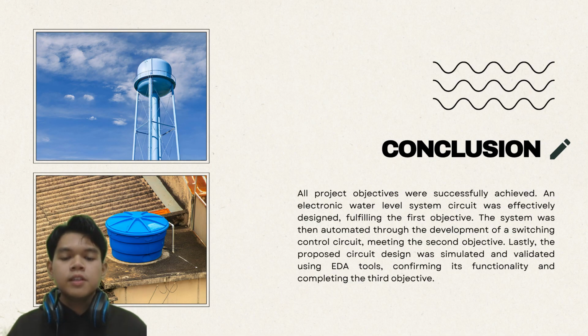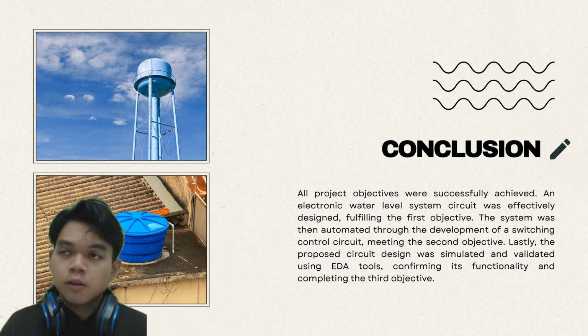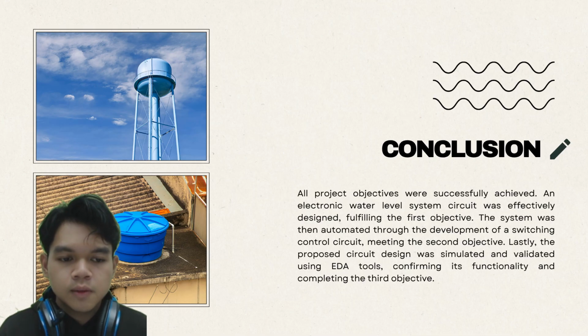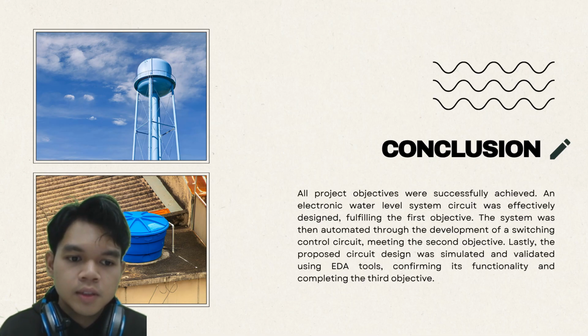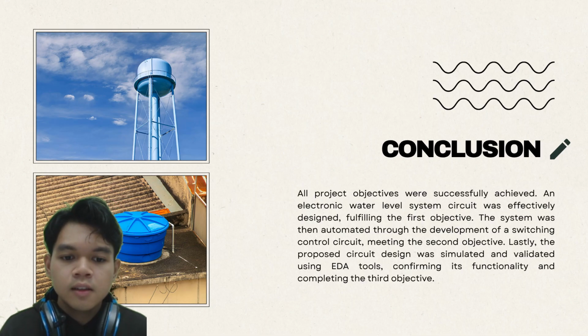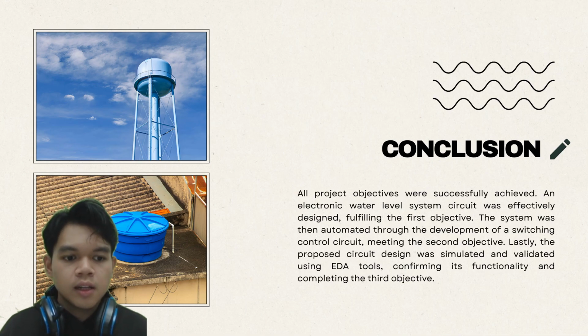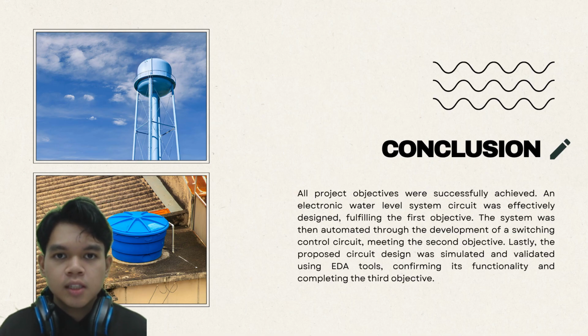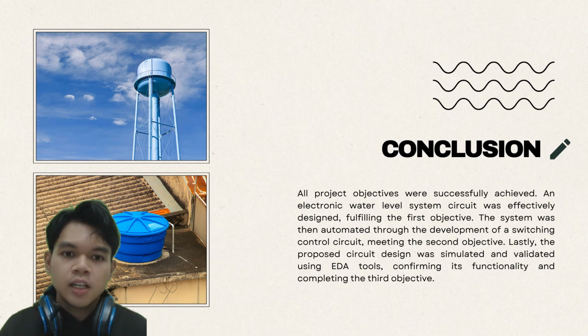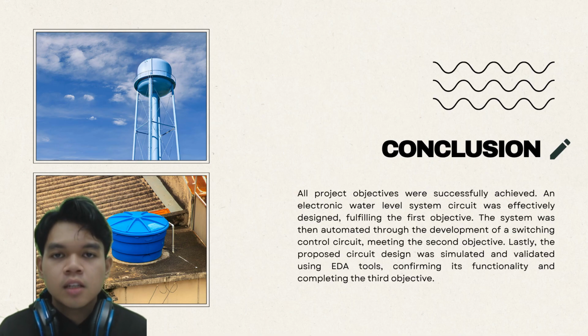For the conclusion of this mini project, all our project objectives were successfully achieved and an electronic water level system was effectively designed, fulfilling the first objective. Next, the system was automated through the development of a switching control circuit, meeting the second objective. And lastly, the proposed circuit design was validated using EDA tools, which is Proteus, confirming its functionality and completing the third objective.